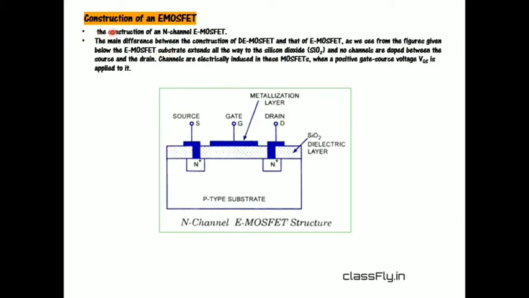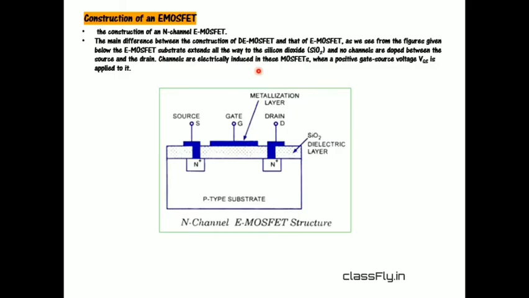So these are the two points stated for the construction of an N-channel EMOSFET. The main difference between the construction of the MOSFET and the EMOSFET, as we see from the figures given below, is that the EMOSFET substrate extends all the way to the silicon oxide and no channels are doped between the source and the drain. Channels are electrically induced in this MOSFET. That means the channel will electrically get induced in this MOSFET when a positive gate source voltage is applied. So whenever we apply this positive gate source voltage, at that point of time the channel will get electrically induced automatically.